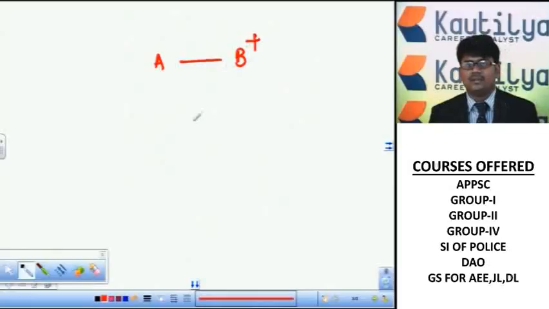Here person B is clearly male, and for A we don't know the gender. Is the person male or female? The representation of the relationship should be A and B in a horizontal line. That means both are siblings. A is a sibling of B, and B is a brother of A here clearly.